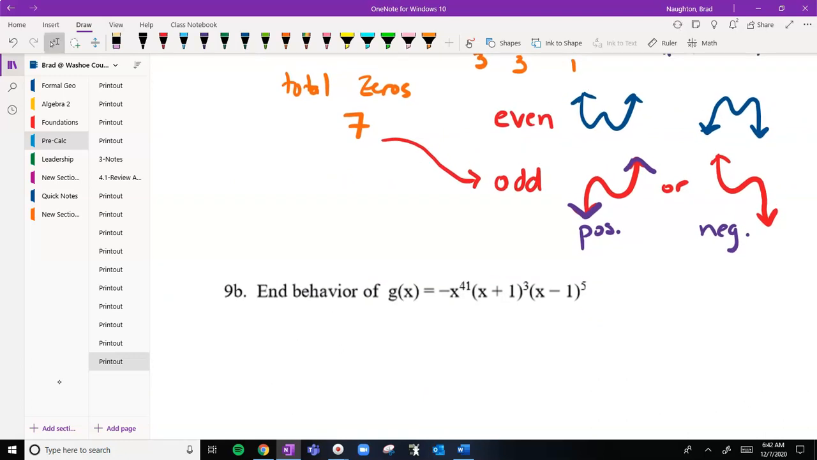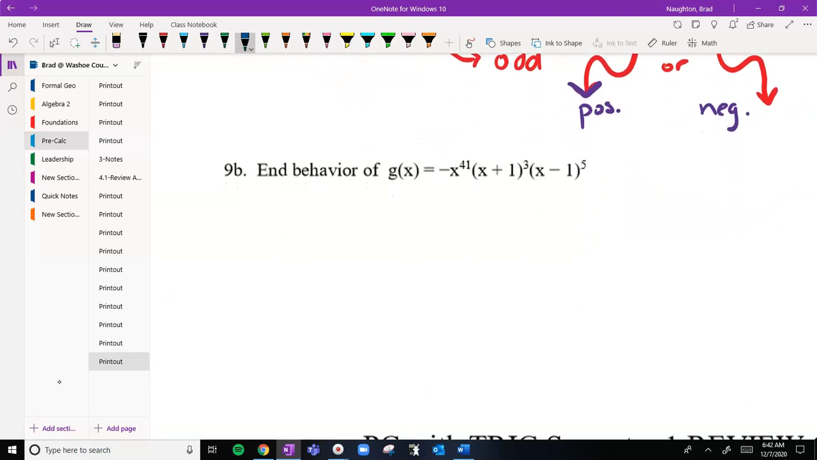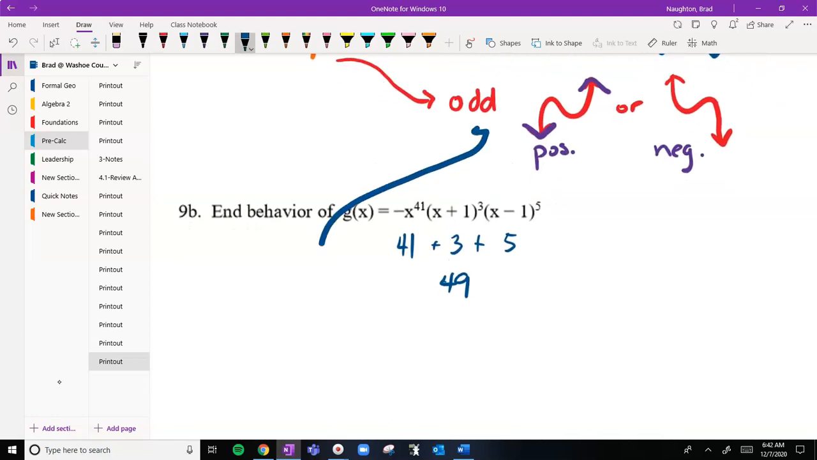Alrighty, then we have B here. So let's go ahead and find the number of zeros. So this is going to be 41 right there, 3 right there, 5 right there. If we add those together, we're going to have an odd number because it's 49 again. So just like what we saw, it's going to look like this, just a lot more bumps along the way.